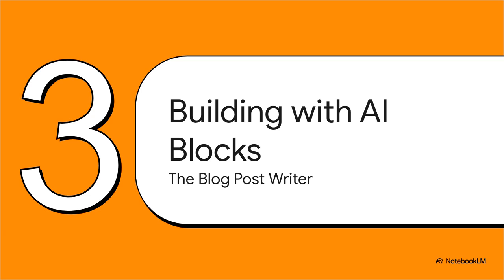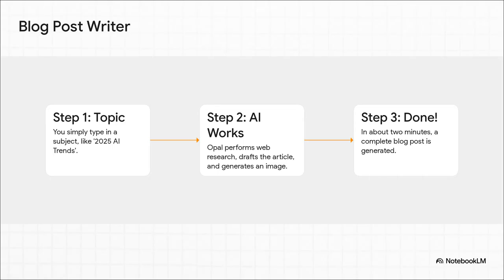Okay, so that all sounds great, but how does it actually work? Let's walk through a perfect example that's already built and waiting in Opal's gallery, the automated blog post writer. It's so simple, it's almost kind of wild. Step 1, you just type in a topic. That's it. For step 2, the AI just takes over. It does the deep research online, it writes the article, it even makes a banner image for you. And then step 3, boom. In about 2 minutes, you've got a finished blog post.